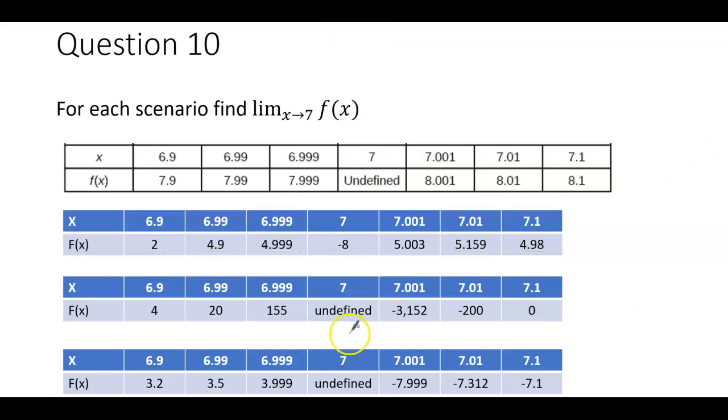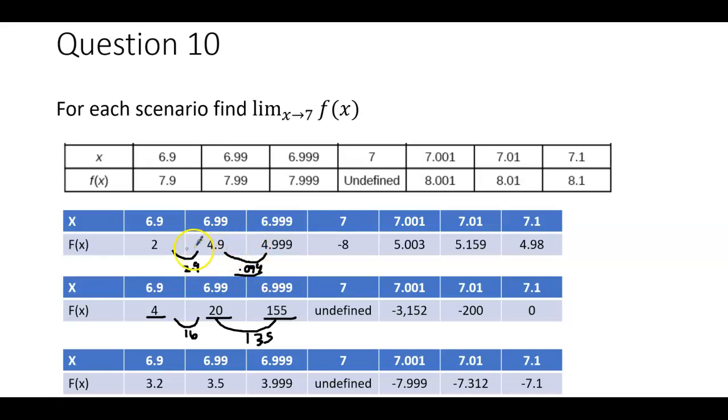Let's go ahead and take a look at the next one. For this one, we go to 4, to 20, to 155. Now, I want you to notice something here. These numbers are getting bigger, and they're getting bigger at a faster and faster rate. Like from here to here, it increased by 16. And then from here to here, it increased by 135. Now, if the numbers are increasing at bigger and bigger rates as I get closer and closer to 7, they're just going to increase faster and faster. Okay? Compare that up to up here. The distance between these two numbers is 2.9. And the distance between these two numbers is 0.099 maybe? That's really small.